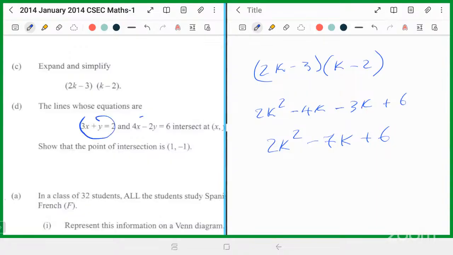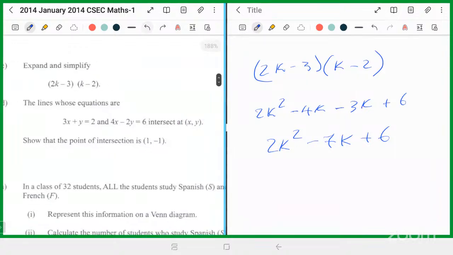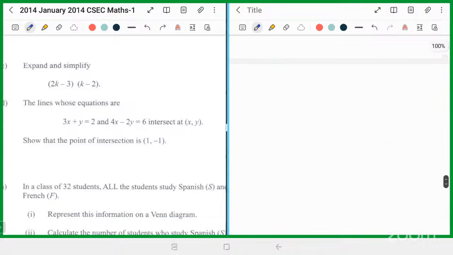Next part says the lines whose equations are this and this. They intersect at xy. It says show that the point of intersection is 1, negative 1. We can do this by solving these two simultaneously and getting the answers. But a way to do it as well, you can show that these values satisfy this equation and satisfy that equation. If it satisfies both of them, then it is a point of intersection of both of them. So you don't absolutely have to solve them, but you can solve them still. I'm going to show you both ways.